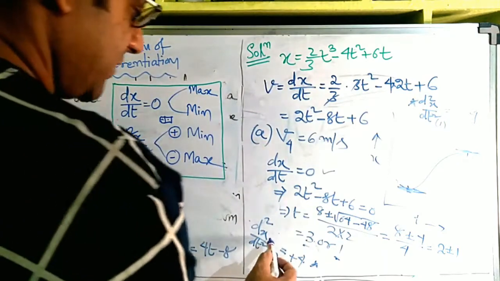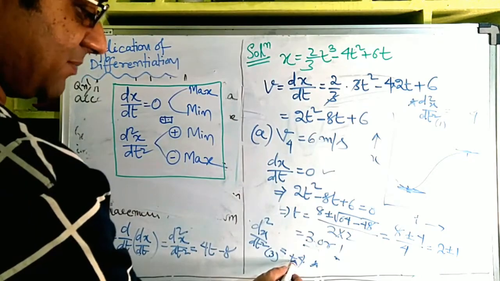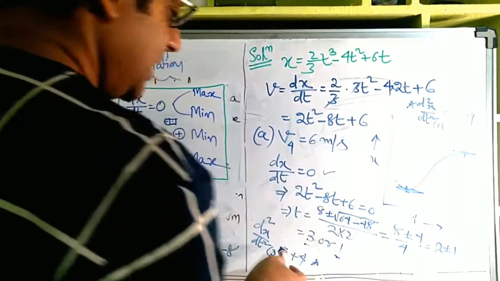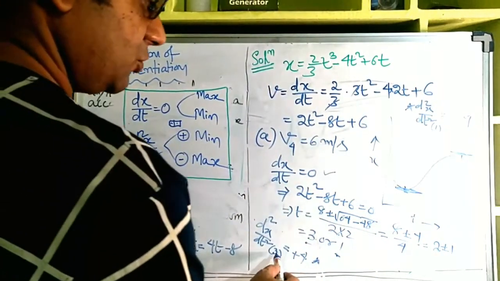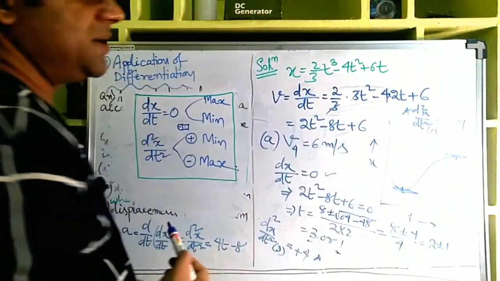So in this question, when we took t is equal to 3 seconds, plus came, that means the displacement is a minimum. When we put t is equal to 1, it came minus, that means the displacement is the maximum.